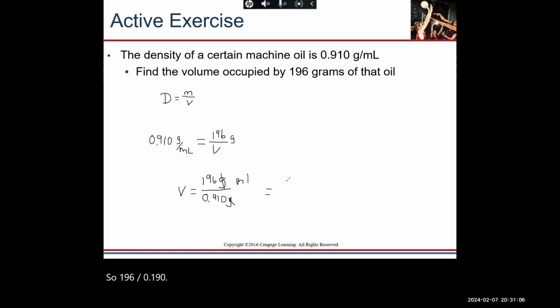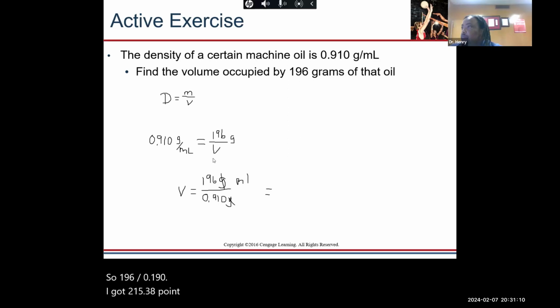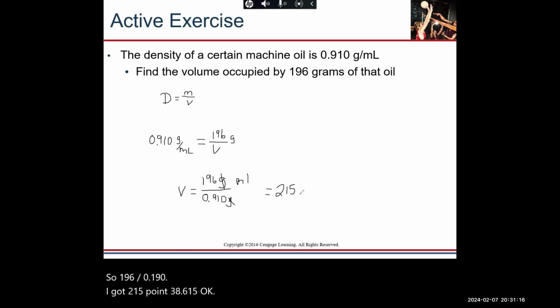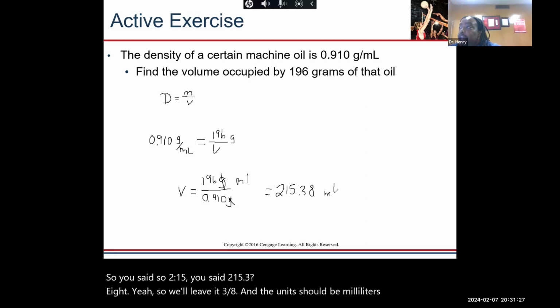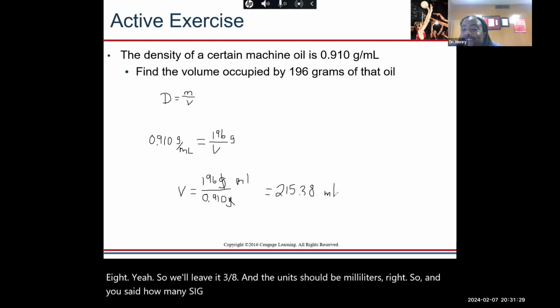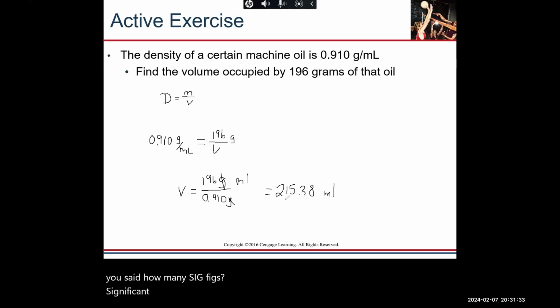I got 215.384615. Okay, significant figures. You said 215.38. Yeah, so we'll leave it at that, and the units should be milliliters, right? And you said how many sig figs? I think I had said 3. Three.